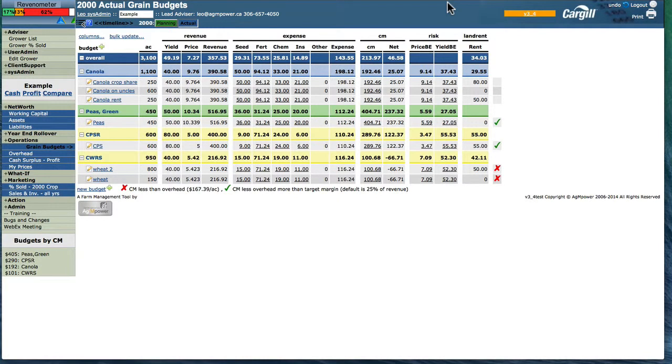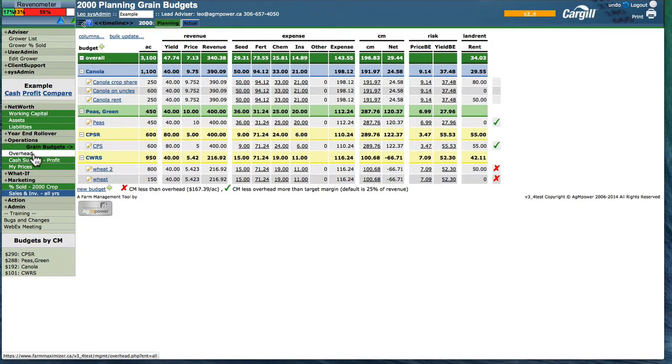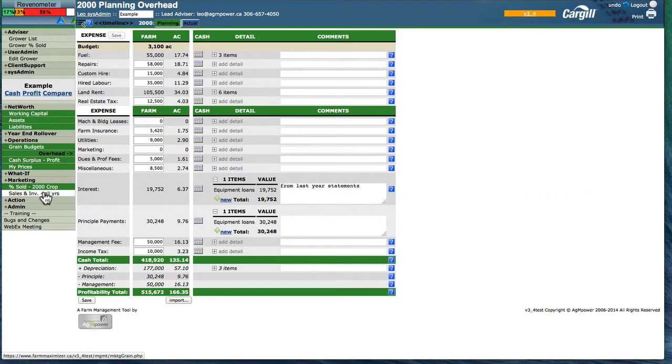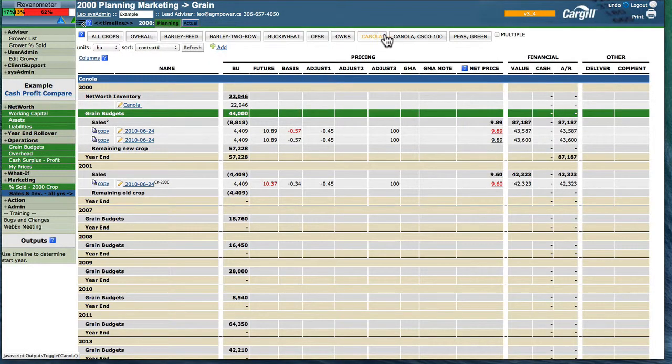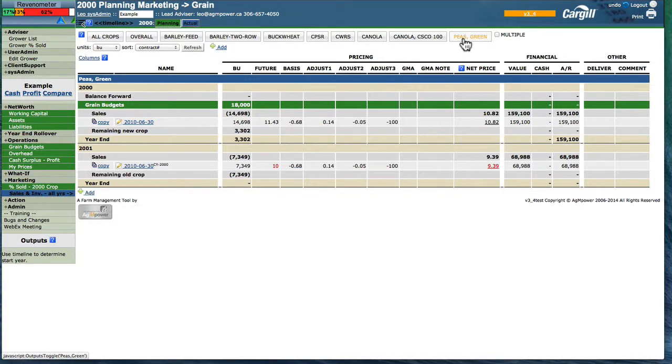Let's talk about cash flow. But first, I'm going to review what we've done so far. In grain budgets, we've made budgets for actual and planning. There is overhead entered, and also some sales for buckwheat, canola, and peas. Those were all operational activities.